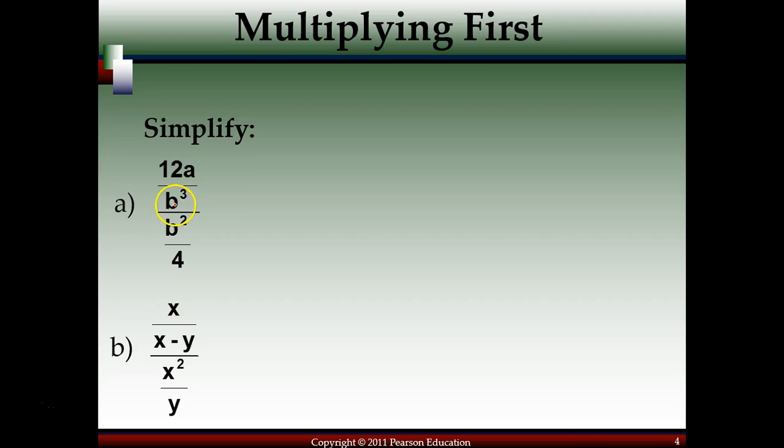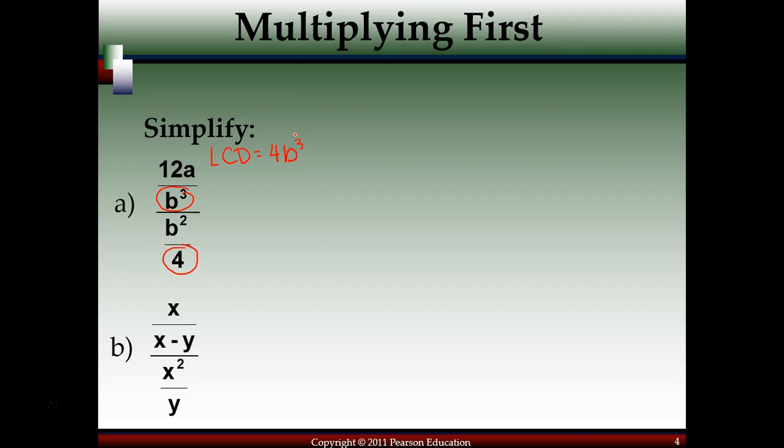In this first method, I guess we call it the multiplying first method, the first step is to identify the LCD. The least common denominator of both of the denominators in this complex fraction is just these two denominators multiplied together, because there's nothing in common between them. We'll list the LCD, and that is 4 times b cubed.